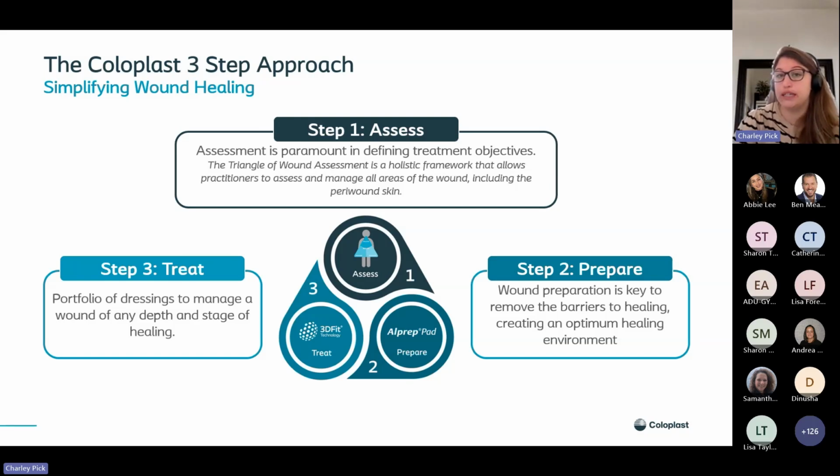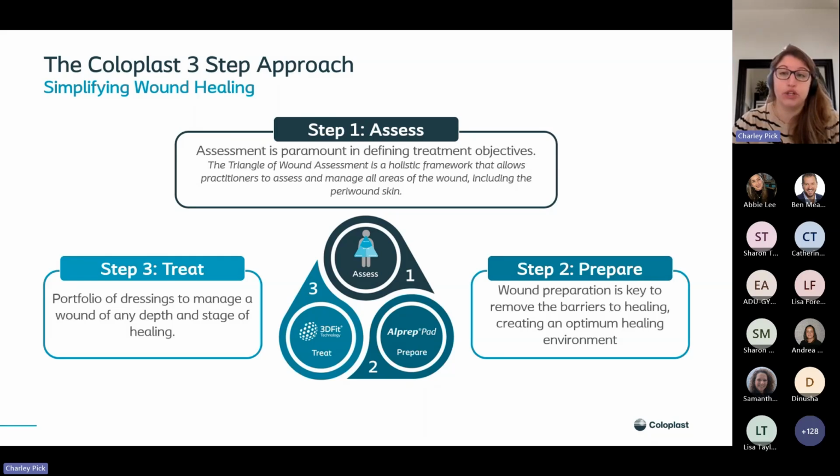Once you've done a really robust holistic assessment of your patient and of their wound, you'd move on to step 2, which is prepare. And wound preparation is key to removing those barriers to healing. It helps to create that optimum healing environment. And wound preparation is probably the hidden gem in wound care. It's something that over the years there've been mixed messages around not disturbing the wound bed, not cleansing the wound bed, but we know now, and the evidence is there to support that we really must do robust wound preparation to remove those barriers to healing, to removing that debris, to reducing those biofilms.